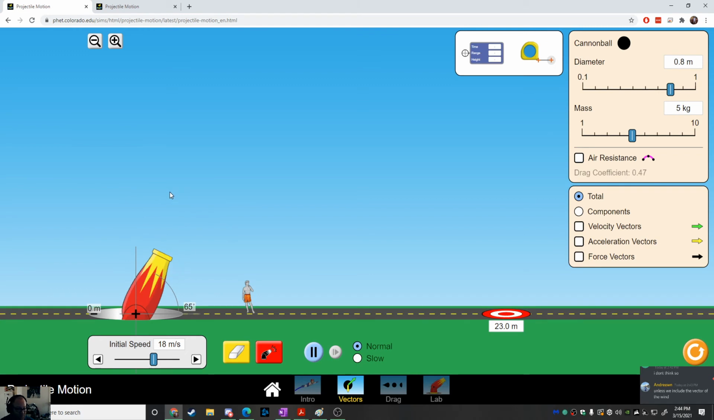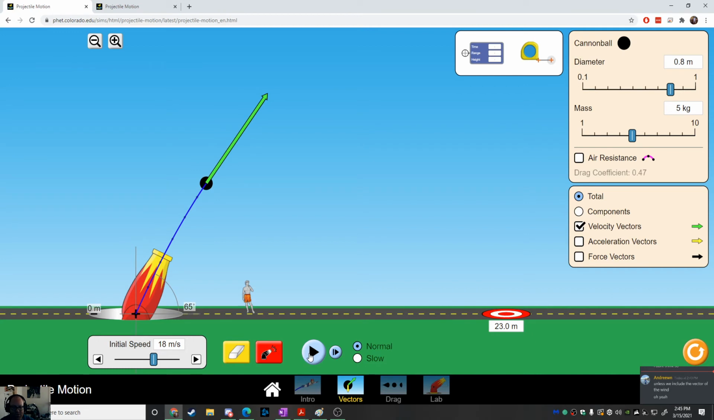Air resistance is there even without wind. Like, I can move my hand around in the room and I can feel the air slowing my hand down in a way, right? So let's start looking at the vectors associated with this. Let's start off with the velocity vector. So let's shoot it at 65, and now it's going to show a velocity vector as the object moves.